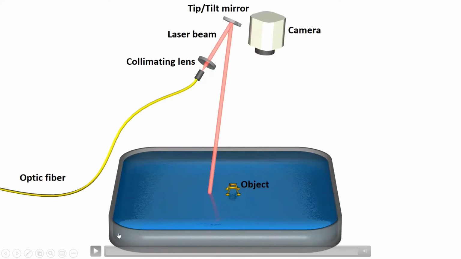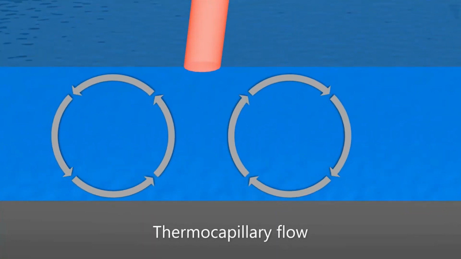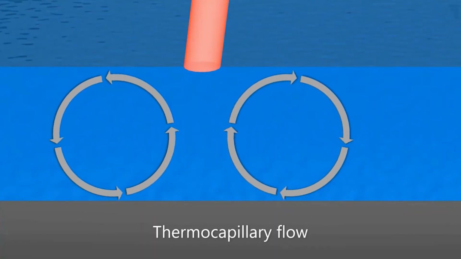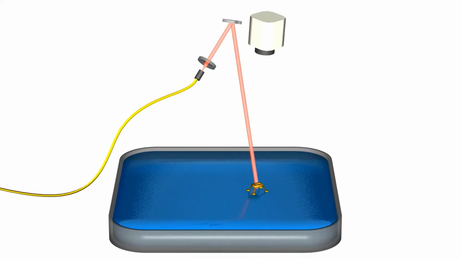So let me first show you this quick introductory video. Well, our system consists of pointing an infrared laser to a water volume to heat the water, and this triggers a thermocapillary flow around the laser spot as shown here. And then by displacing the laser spot using a piezoelectric mirror, we can control objects floating on the interface.